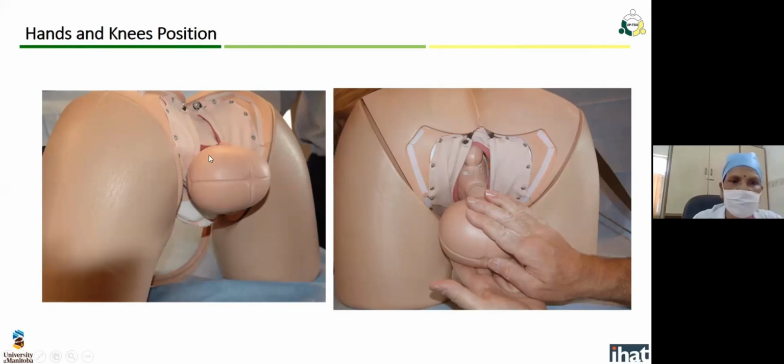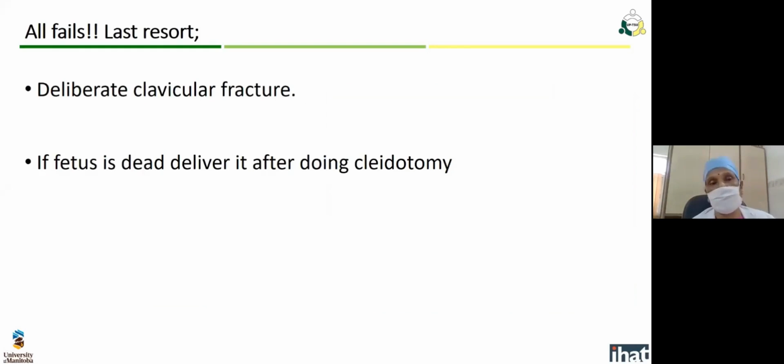This is the head impacted. You are giving the traction downward. Now this is the posterior shoulder. It will deliver first and then the second. This is the hands and knees position for the delivery of the shoulder. In spite of that, all fails. That is the. तो इन सब चीजों में 2 से 5 मिनट नहीं लगता है.